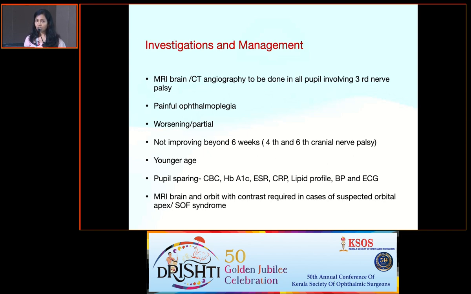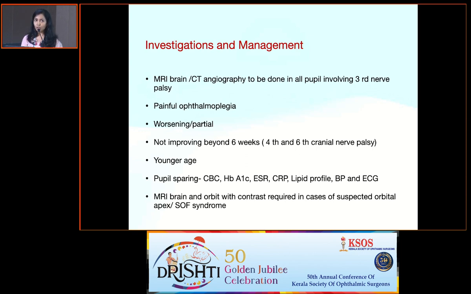So how do we manage? These patients should undergo MRI brain and CT angiography, especially if it's a pupil-involving third nerve, a painful ophthalmoplegia, or a worsening, partial, or not improving cranial nerve palsy. If it is pupil sparing, or if it is a 4th nerve or 6th nerve palsy, you want to observe, and investigate if it is not improving beyond 6 weeks or if the patient is of younger age. An MRI orbit should be included if you are suspecting orbital apex or superior orbital fissure involvement.